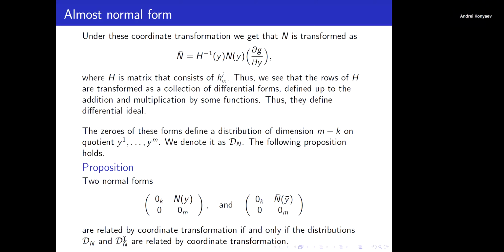Recall that in the beginning we noted that for any matrix n, this is the Nijenhuis operator. Thus, in the simplest case, when we deal with L squared equals 0, the question of normal forms of these operators is equivalent to the question, right, of classifying the distributions of dimension m minus k on m-dimensional space.